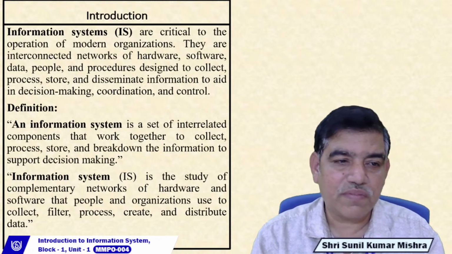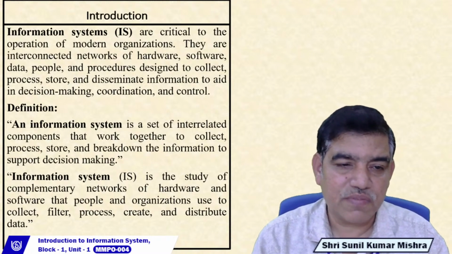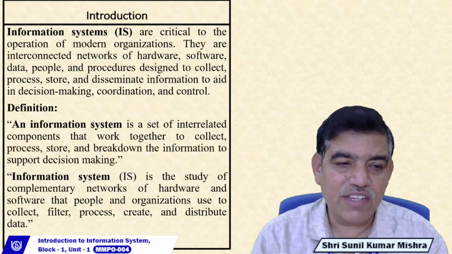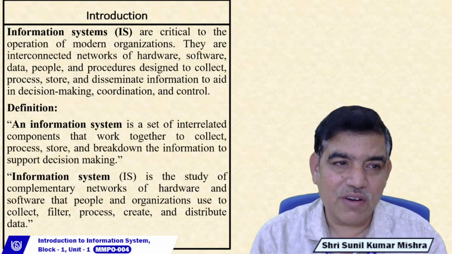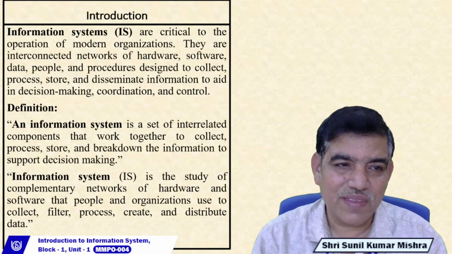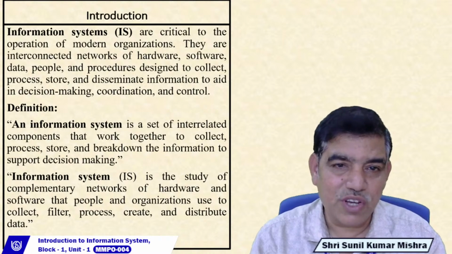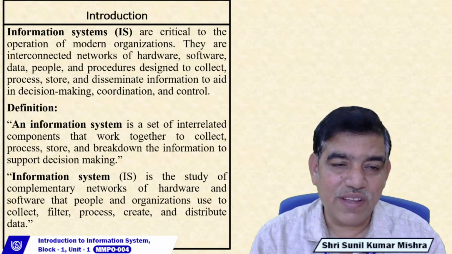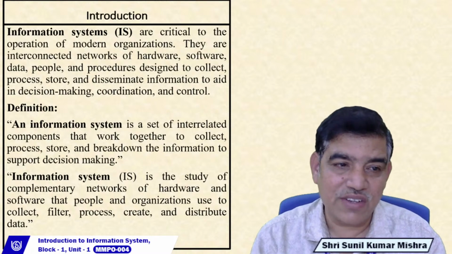Now I may explain this definition in a short way. The information system is the integration of different components. The components are data, then the users who use the system, then the hardware and software, and the methods, integrated together to fulfill the requirement of the organization. That is known as an information system.